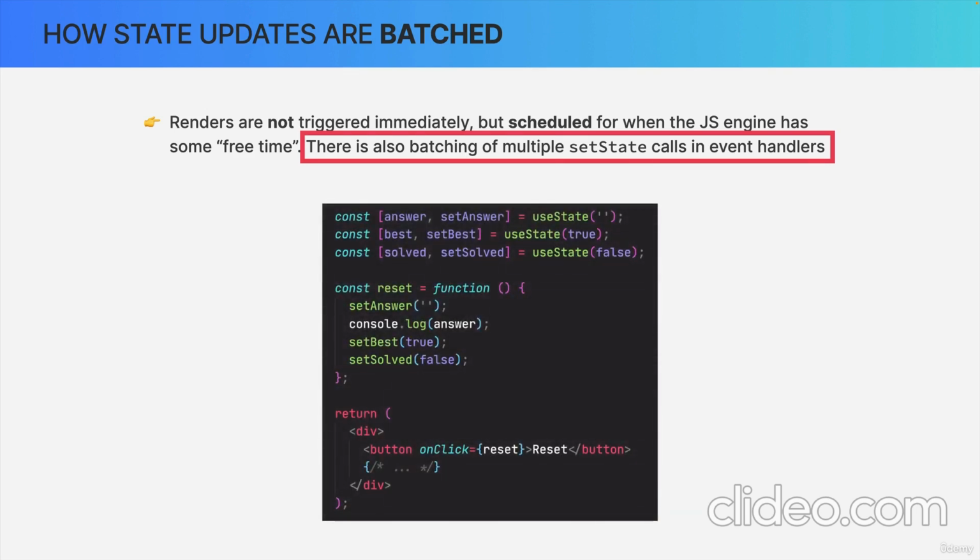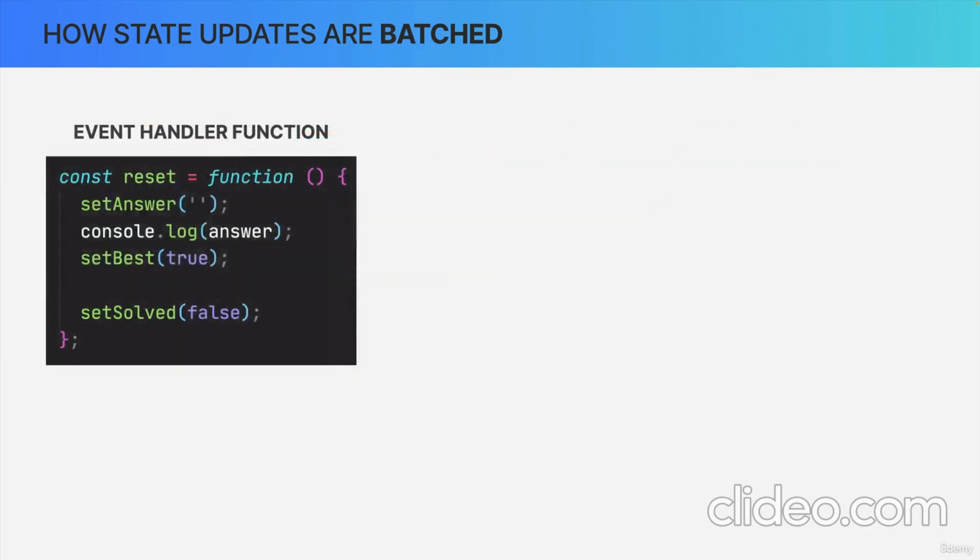example. So here we have 3 pieces of state defined using the useState hook, and we also have a button in the user interface. Then, whenever there is a click on the button, the event handler function named reset is called. In this function, the 3 pieces of state answer, best, and solved are basically reverted back to their original state. And therefore, this function is called reset. Now, actually, this is the part that interests us in this lecture. And so let's now focus only on the event handler function.